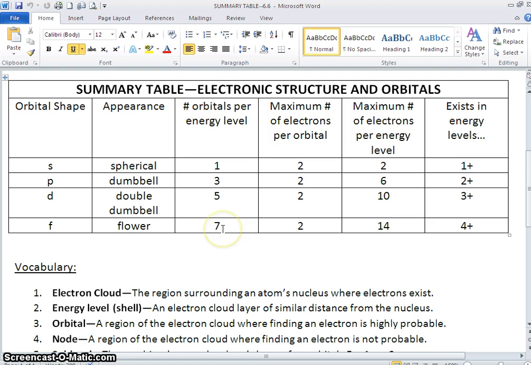And notice how many electrons that they can hold. The s orbital in total can hold 2 electrons. The 3 p orbitals each can hold 2, so that's a total of 6. Notice we're multiplying by 2. The d orbitals can hold a total of 10, and the 7 f orbitals can hold a total of 14. Those are all important relationships that we are going to need to be familiar with.